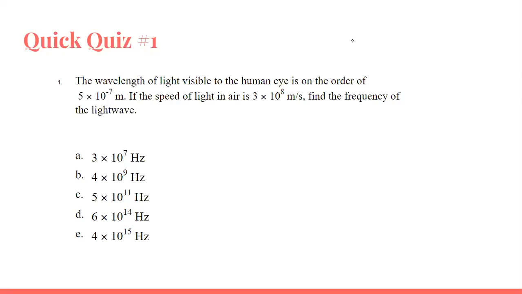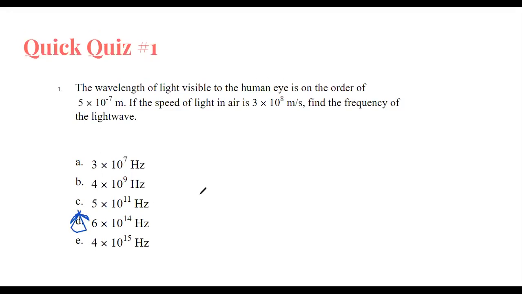D, you got it right. After all, even for light itself, the relationship between frequency and wavelength is always inversely proportional. The speed of light is equal to its wavelength times its frequency. So if you know two things, you can find the third, in this case the frequency: the speed divided by lambda.